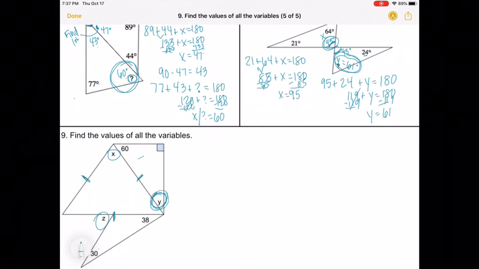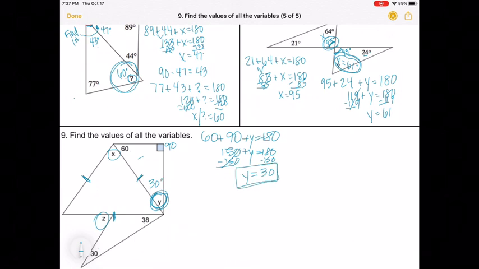So if I start with y, I know 60, this one's 90, and I need to find y. So 60 plus 90 plus y equals 180. All right, so 150 plus y equals 180. Subtract the 150, y equals 30. So there's my first one. And I'm just going to write, oh yeah, we'll do it like that. Okay, so for that one, I'm using my sum of interior angles relationship.